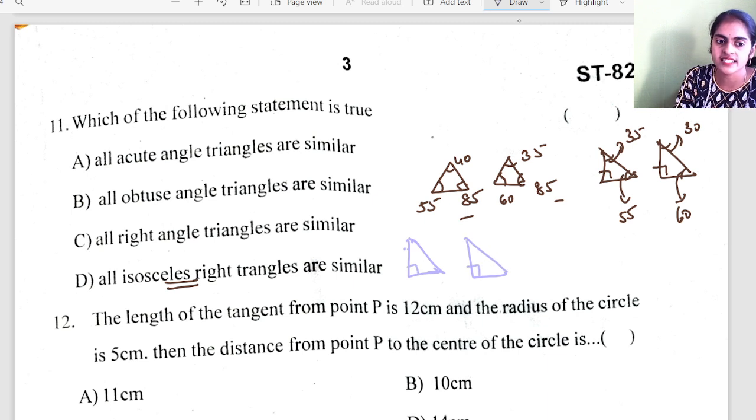Right angle triangle, already this angle is equal to each other. And also it is an isosceles triangle. So these two sides are equal. So when the sides are equal, these two angles are also equal.